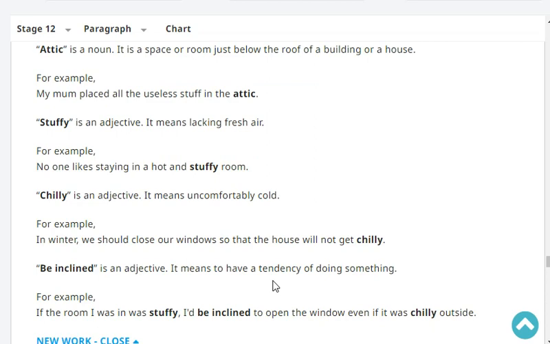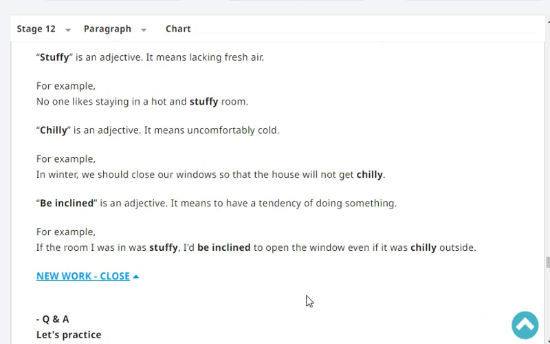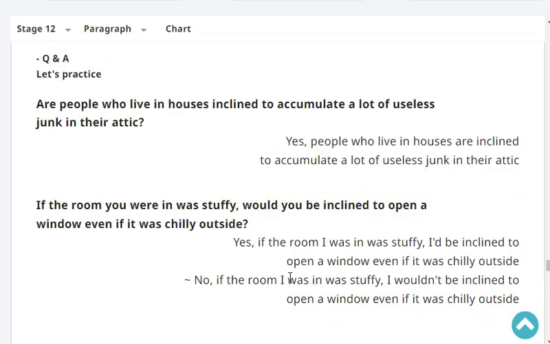Be inclined is an adjective. It means to have a tendency of doing something. For example, if the room I was in was stuffy, I'd be inclined to open the window even if it was chilly outside. Now let's practice.